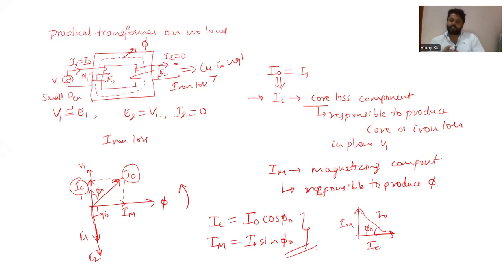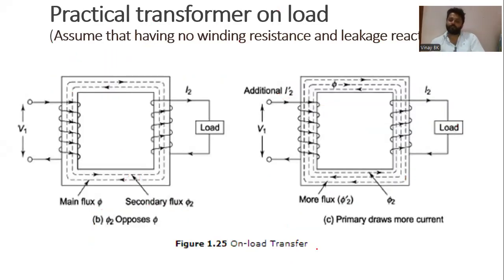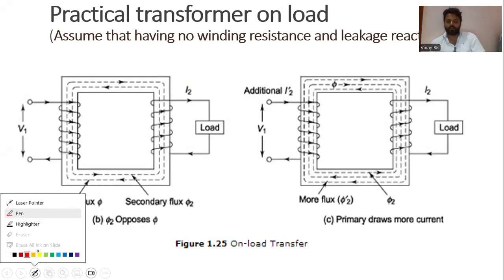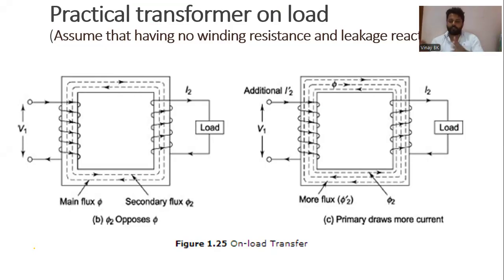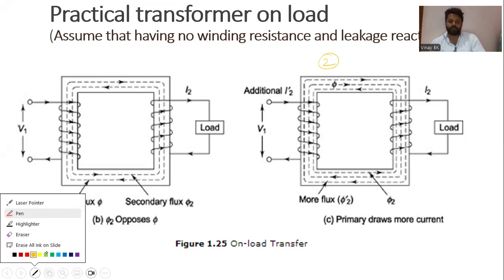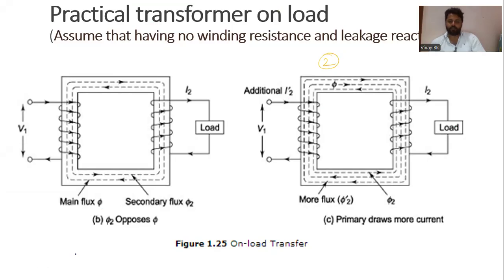So this is about the practical transformer on no load. Similarly, you can see a practical transformer on load. Okay, so you can also call this MMF balancing, practical transformer on load or else MMF balancing. For this practical transformer on load, you can see two diagrams here, the left side and the right side. Before going to the second diagram, first you can see the first diagram. So you can see a very simple explanation for practical transformer on load. You are giving supply voltage V1 to the primary winding of the transformer.